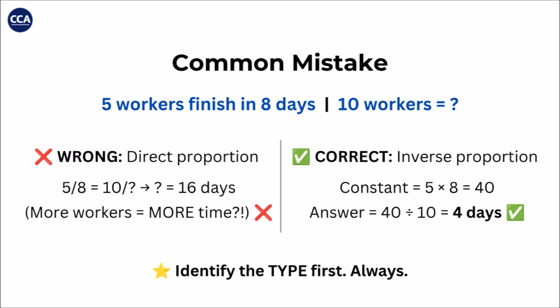The most important step in any proportion problem is identifying the type first. Ask, does more of one mean more of the other? If yes, then it is direct. And if more of one means less of the other, then it's inverse. Get the type wrong, and your entire calculation is wrong.